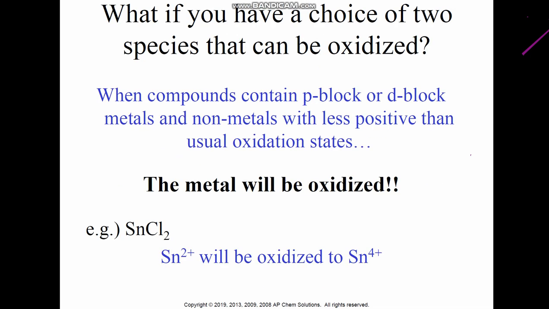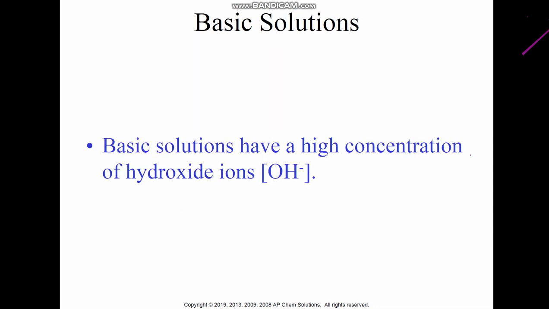If you ever have a choice between two species that can be oxidized, so you have compounds with things in the P block or the D block, metals, nonmetals, and you have things like we just looked at, like that oxalate or that chlorine in hydrochloric acid, which have less positive than usual oxidation numbers, the metal will always be oxidized. Right, I'm going to go over one more thing fairly quickly. We will do examples with all of this in class. I know this is a lot.